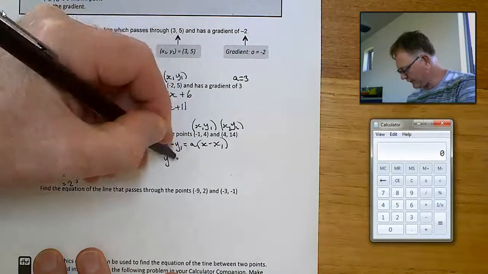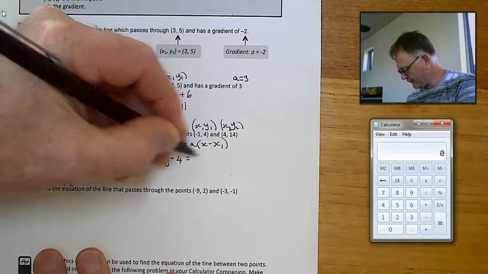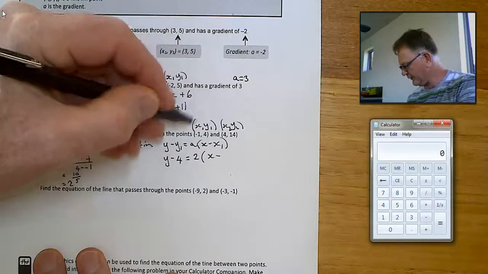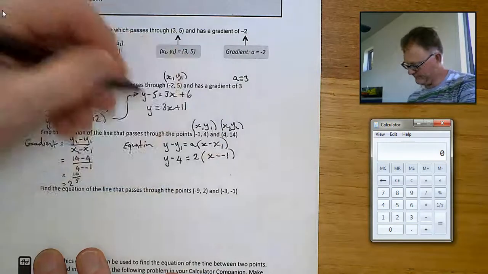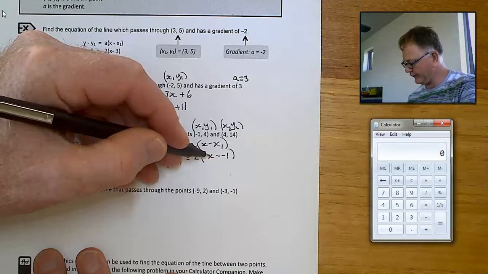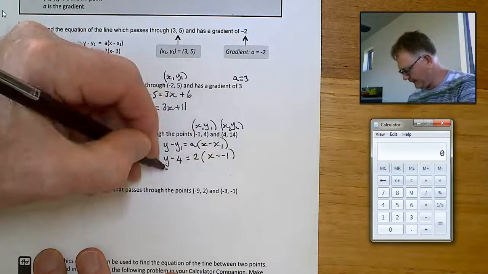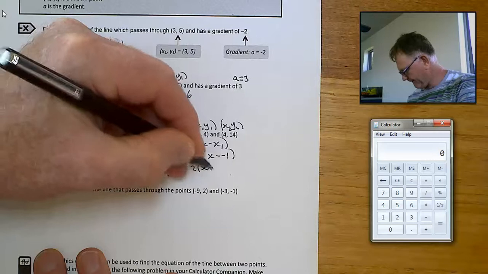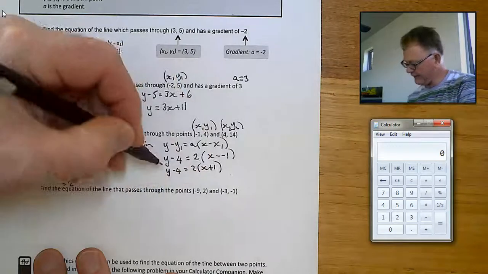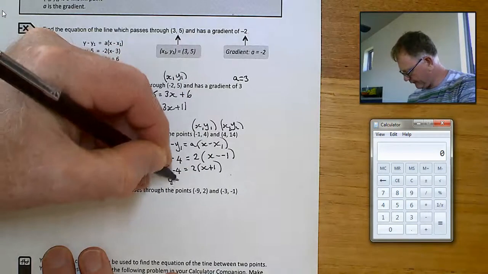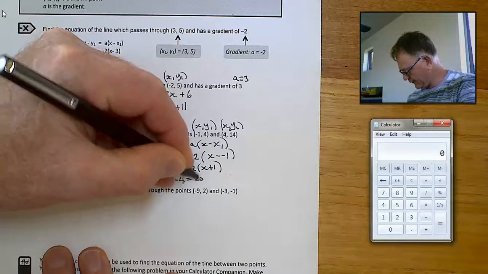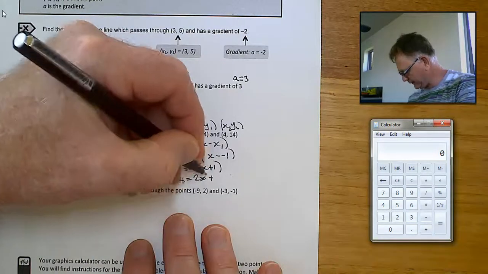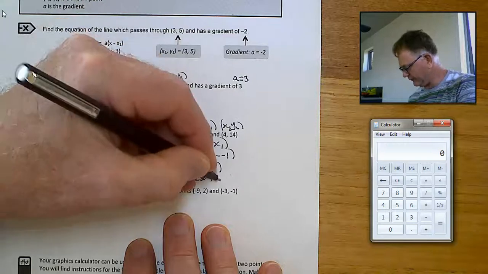Y minus y1, which is 4, equals gradient 2, times x minus x1, which was -1. Be a little bit careful here. X minus minus 1 means x plus 1. Multiply out the brackets. 2x, remember the 2 applies to everything there. 2 times x is 2x, and 2 times 1 is 2.